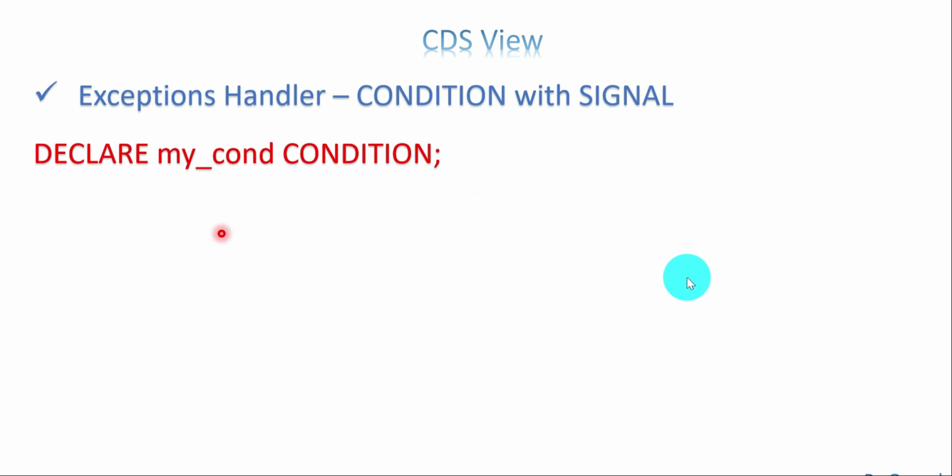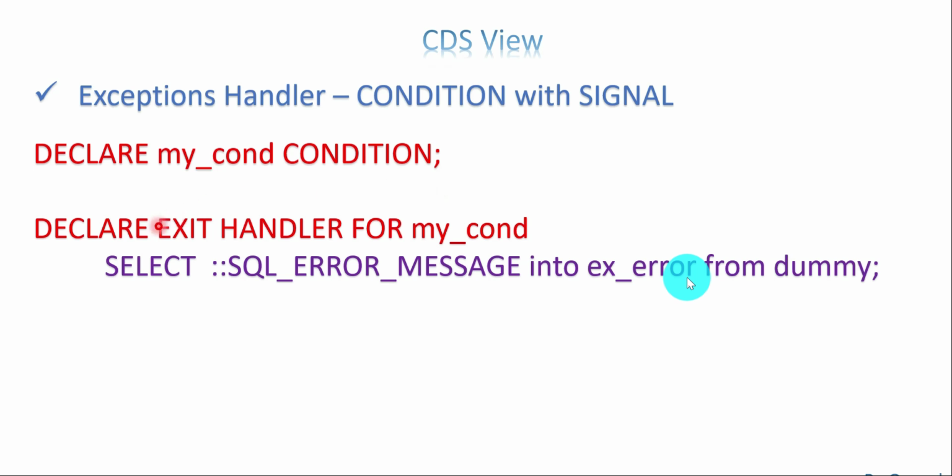Another one is condition with signal. This is a condition handler. We have the exit handler, we have the continue handler, and the next one is the condition handler, which we simply call a custom handler. You can create and raise your own custom handler. First you have to declare it: this is my condition, so declare any name and condition. This is the way you declare your condition handler. Then instead of SQL error code or SQL exception, I'm going to use my own exit handler. The declaration is the same, only you use your own condition name here.